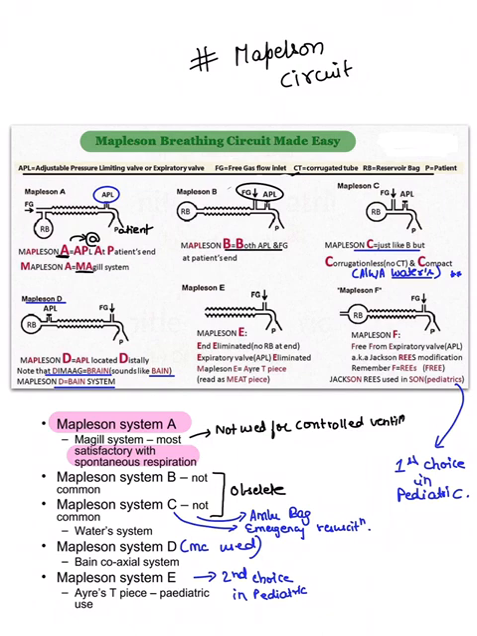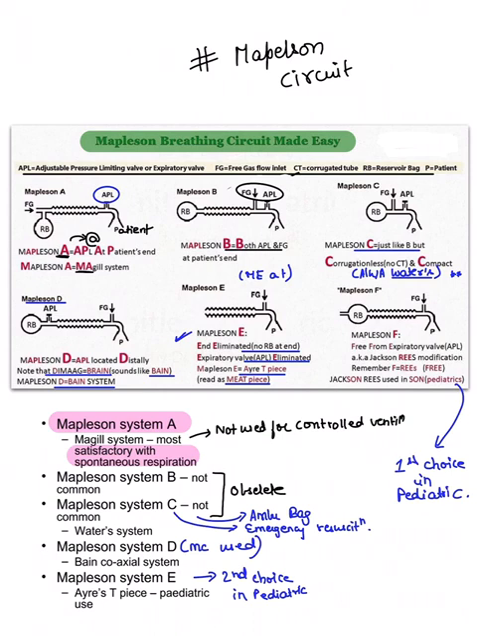Now coming to the Mapleson E. How can we remember it, guys? Mapleson E, T-piece, is also known as Ayre's T-piece. Now what happens in Mapleson E, guys? See, the end is eliminated. So what you don't have, guys? You don't have a reservoir bag at the end, and you don't have an expiratory valve known as APL, guys.